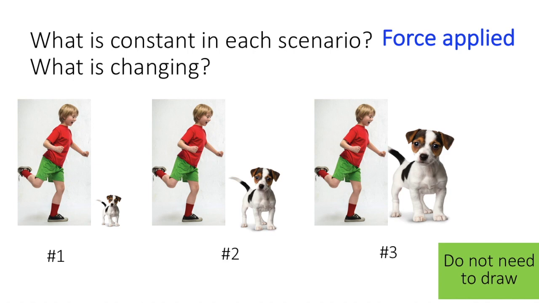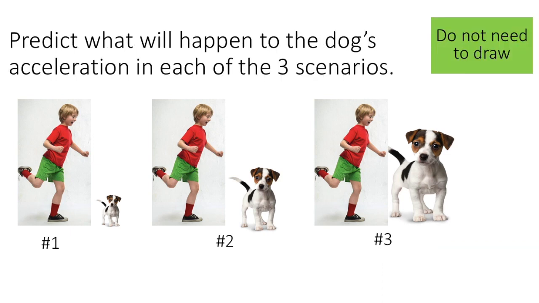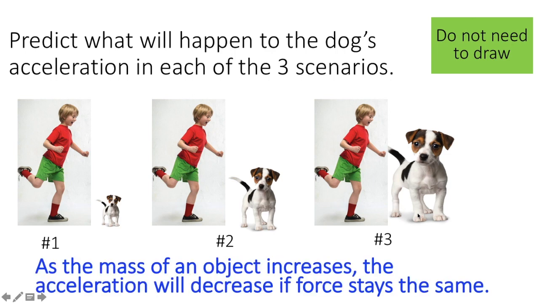The thing that is changing is the size of the dog, or what we call the mass of the dog. You can also say the weight of the dog. Now, can you predict what will happen to the dog's acceleration in each of these three scenarios? If the force applied is exactly the same, then as the mass of the object that is being moved increases, while the force applied to that object is the same, the acceleration will decrease.